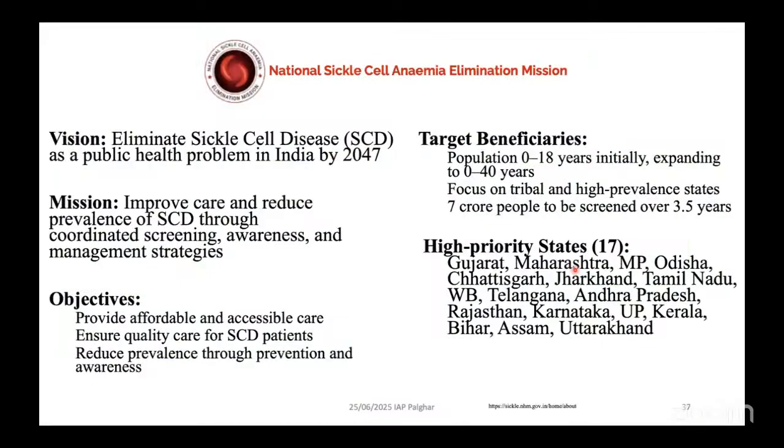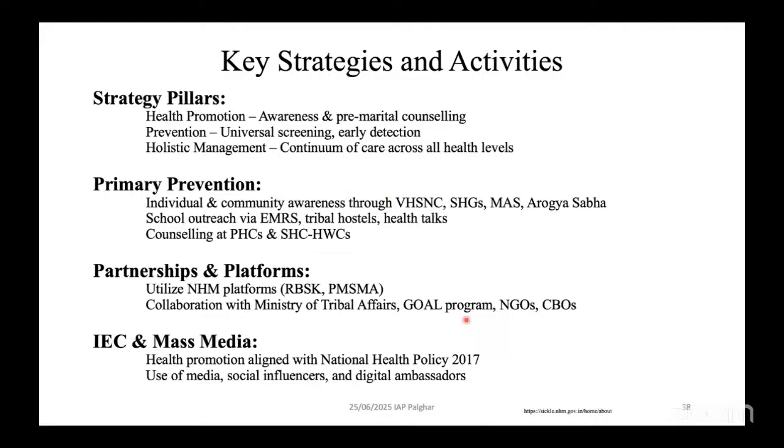Now, the government has implemented the National Sickle Cell Anemia Elimination Mission, whose vision is to eliminate sickle cell anemia as a public health problem by 2047. Their mission is to improve care and reduce the prevalence of disease through screening, awareness, and management strategies. The target population is 0 to 18 years initially, and they will expand up to 40 years of age. Their focus is on 7 high priority states: Gujarat, Maharashtra, Madhya Pradesh, Odisha. This is what we call the sickle belt, in which prevalence of sickle cell anemia is very high.